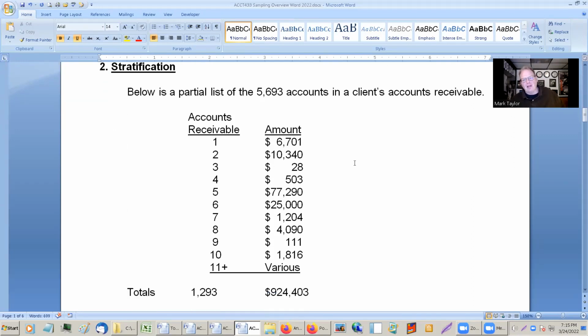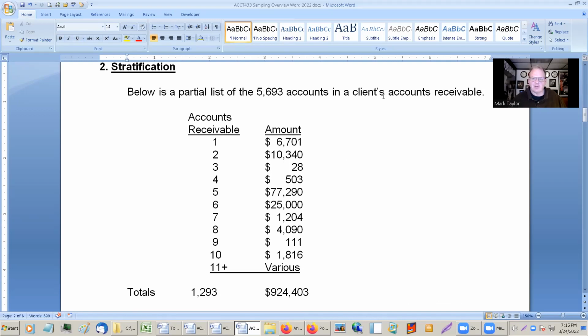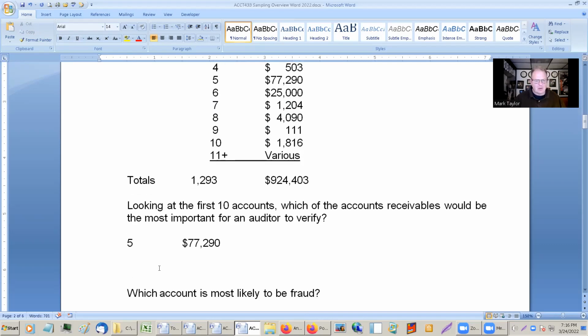Okay, stratification. I talked about this a little bit, I think, but it has to do with materiality, basically, for the most part. So we got a list of accounts here. Accounts receivable, and of those first 10, which ones are probably the most interesting to you as an auditor? Fifth one. Yeah, this is the biggest one. So this would probably be the most interesting one. It's the largest dollar amount one.